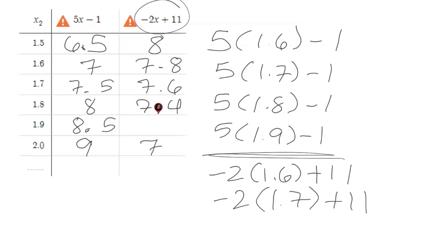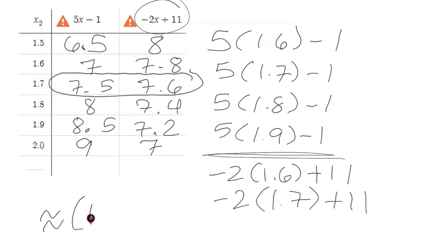I won't keep writing them, but we're going to do the same thing. Substitute in a 1.8, substitute in a 1.9. And again, we're looking to get these values as close as we can get, right? And this is as close as we are getting right here, which tells us that we can approximate the solution somewhere around 1.7 for our x value. And I'll just say 7.55 for the y value, because it's going to be between those values. It's as close as we're going to get.